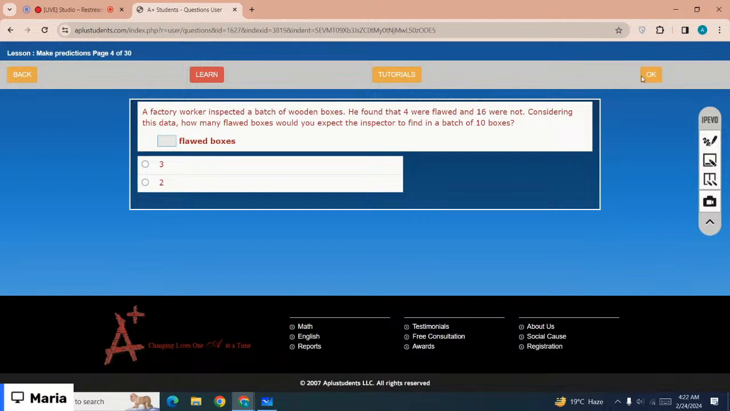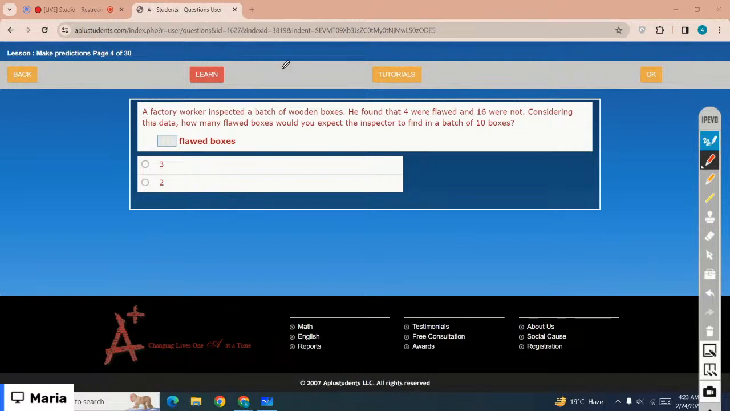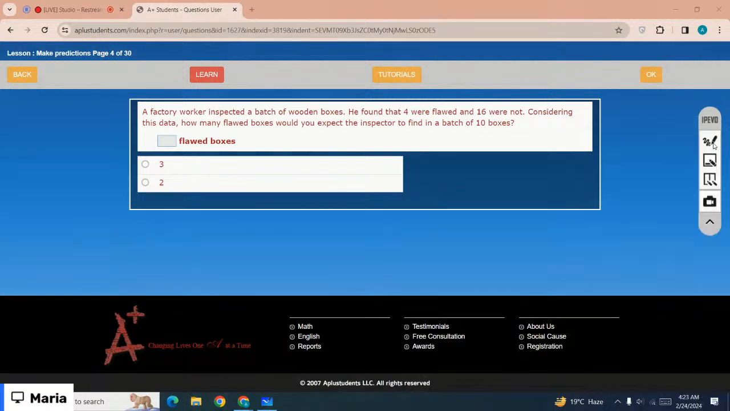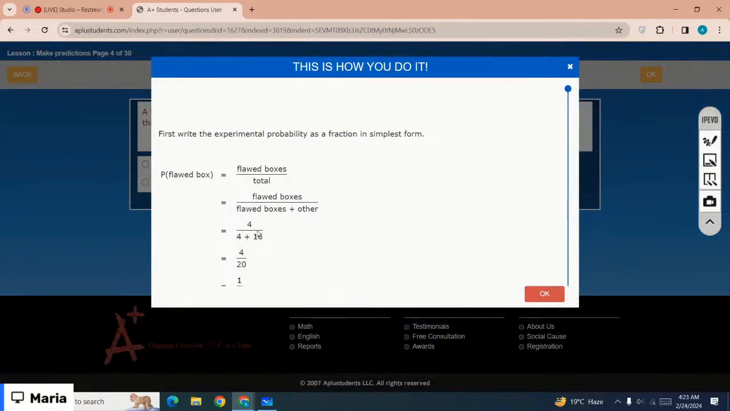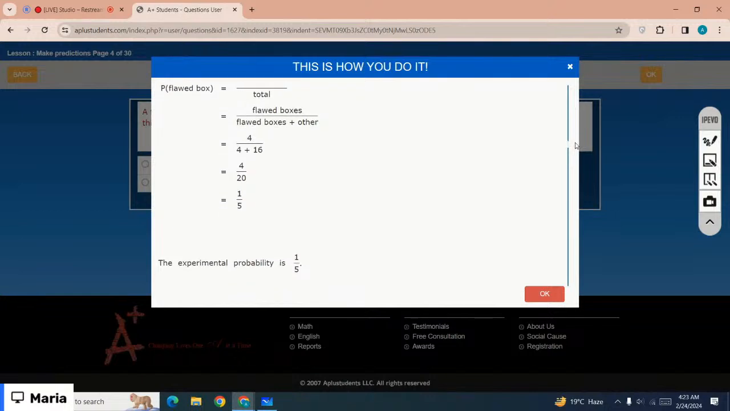The correct option is 2, right? Because for the first one it is 4 out of 16, right? You need to calculate the flawed boxes in the batch of 10. So how do you calculate? The flawed boxes are 4 divided by the total. 16 plus 4 is 20. That means you have 4 out of 20. So the experimental probability for this event is 1 over 5, right?